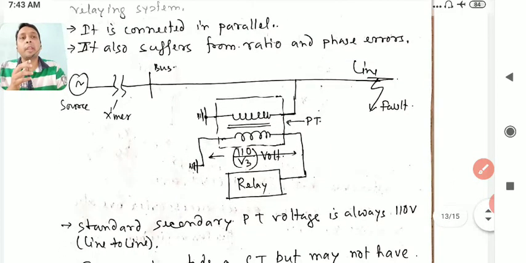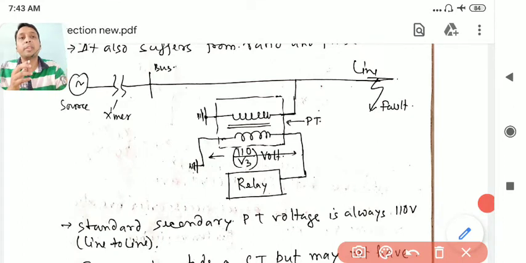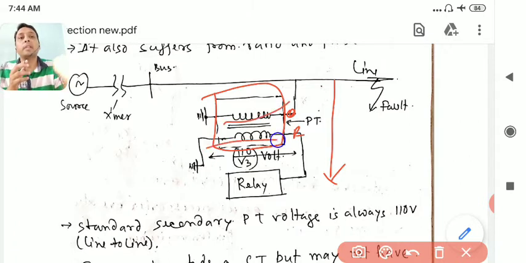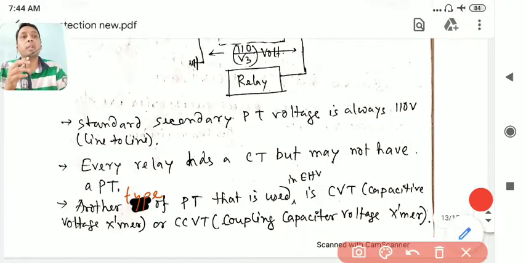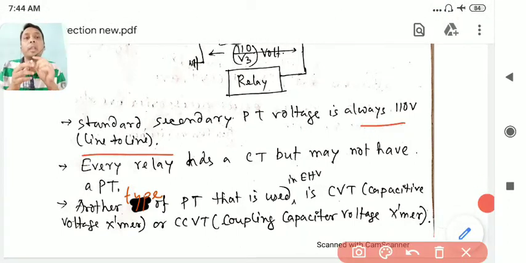Again, if you draw the PT, you can see this is my PT. It has 2 terminals. How is it connected? It is connected in parallel to this line. So you can see there is a winding, there is another winding. What is the output voltage? Normal output voltage of a PT is 110 volt, but always remember, it is line to line.